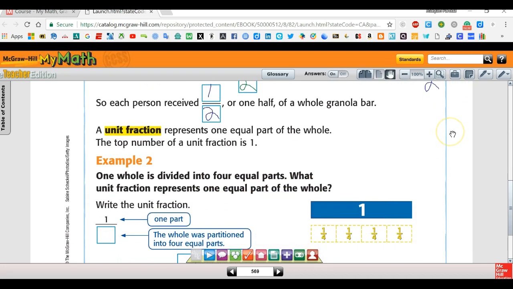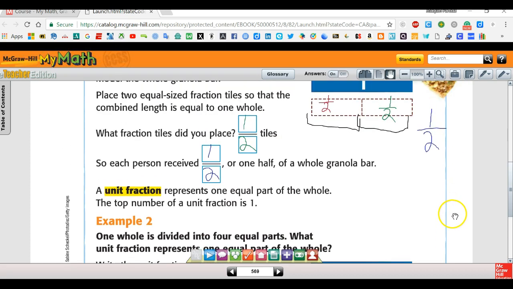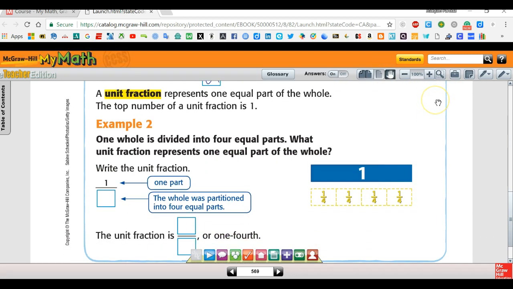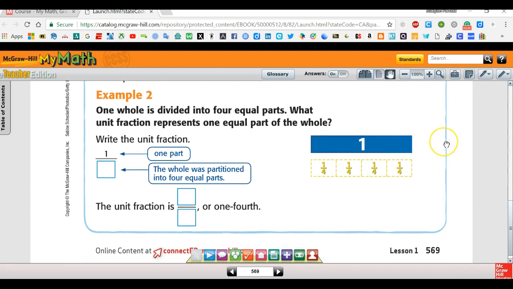It says a unit fraction represents 1 equal part of a whole. Okay, so this half right here, that's a unit fraction. That represents just 1 part of a whole. Okay, look at the example that they have. The top number of a unit fraction is always 1. It says 1 whole is divided into 4 equal parts. Okay, what unit fraction represents 1 equal part? Again, a unit fraction is just 1 part of the whole thing.